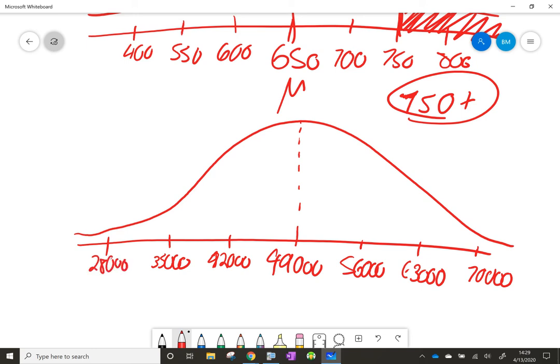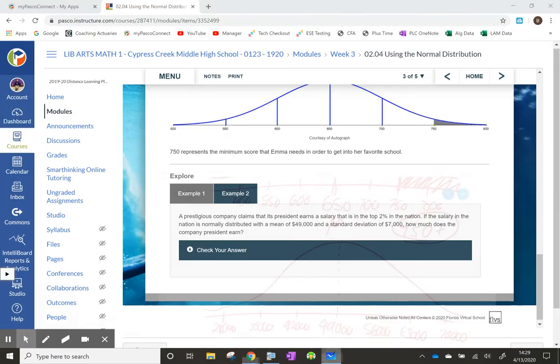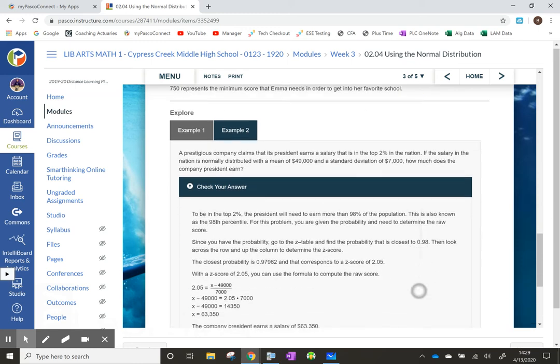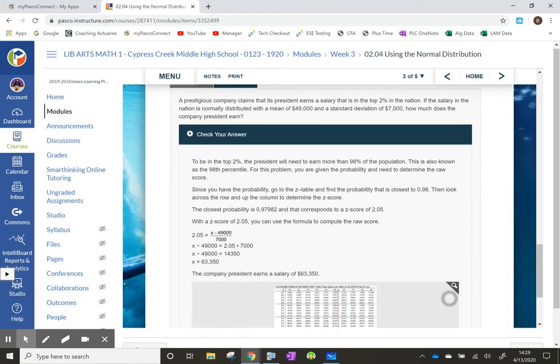So he makes in the top 2%. So that's going to be obviously way up near the top there, right? But this chart gives us a good idea of how to do it.